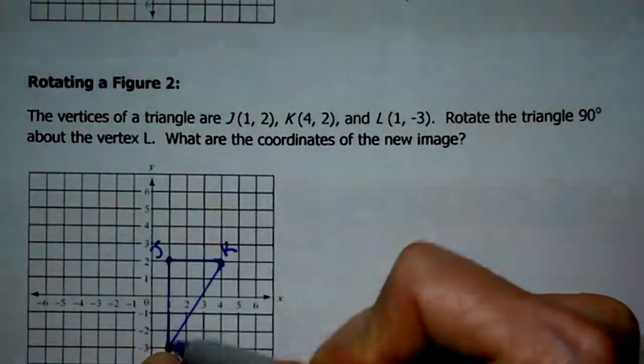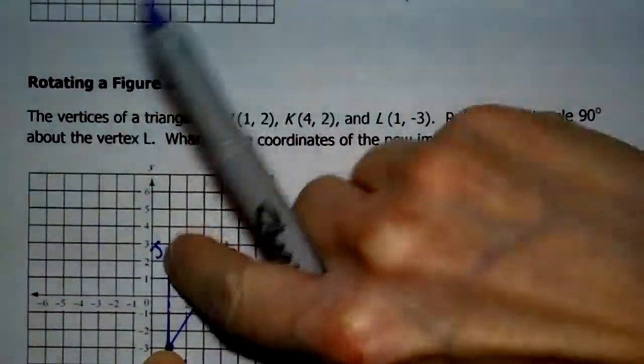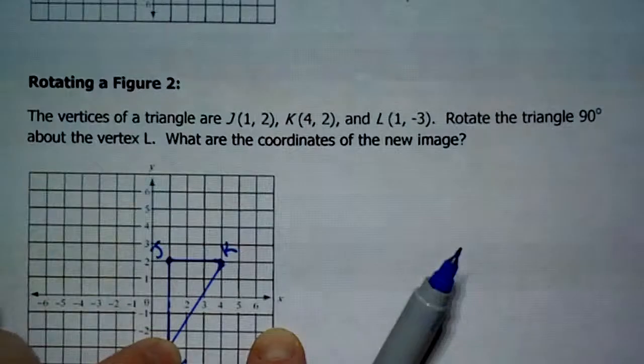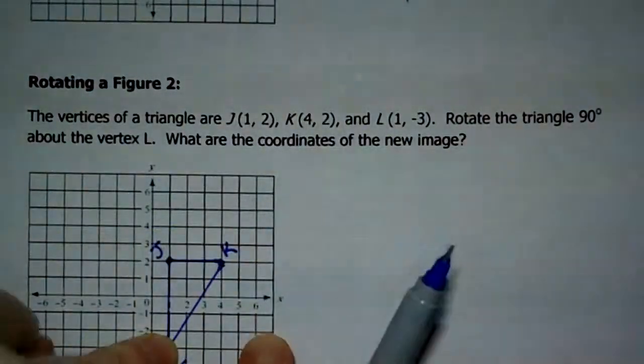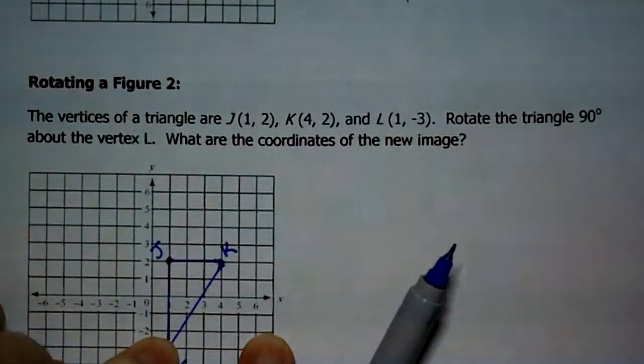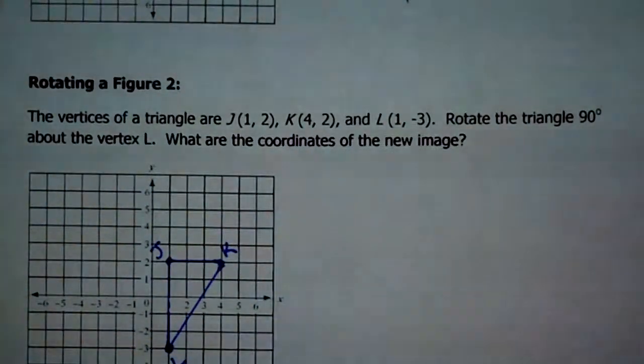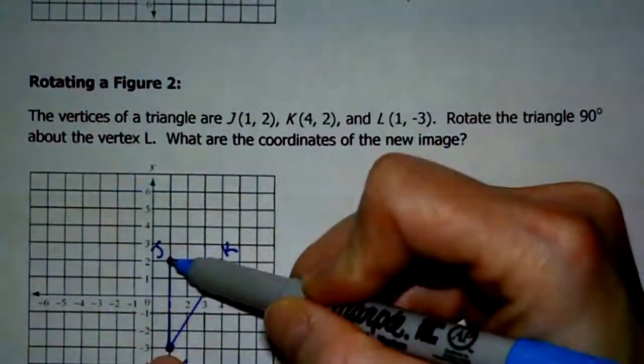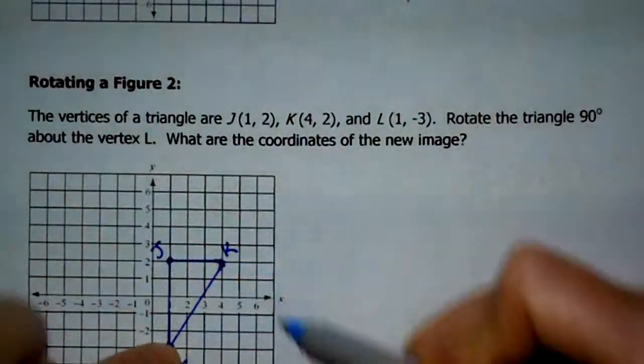A 90-degree angle would look like that, so I'm still kind of moving it. So this is a vertical line. I want to make this vertical line now a horizontal line because we're only going 90 degrees. So rotate the triangle 90 degrees about the vertex L. All right, I'm going to get a different color here. Okay, so picture you're taking this, and now we're rotating it 90 degrees.